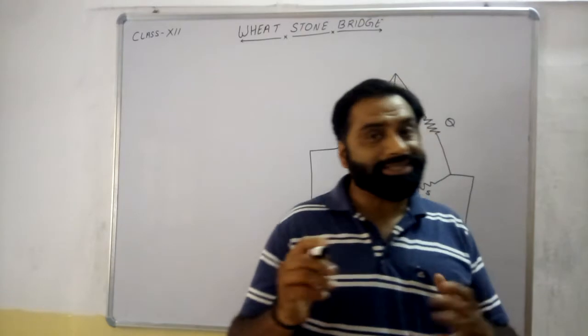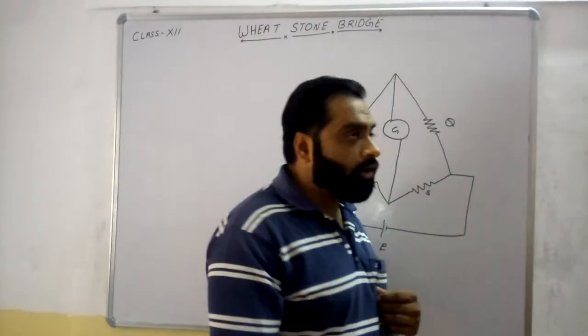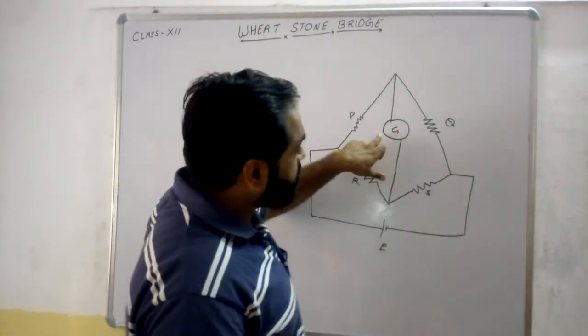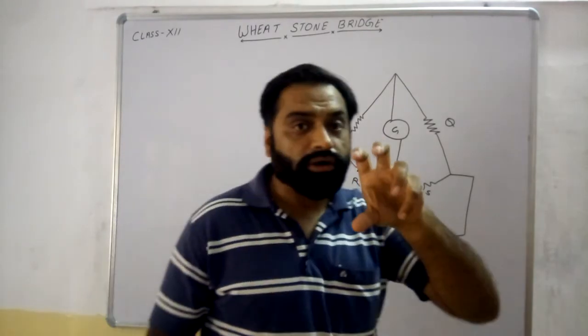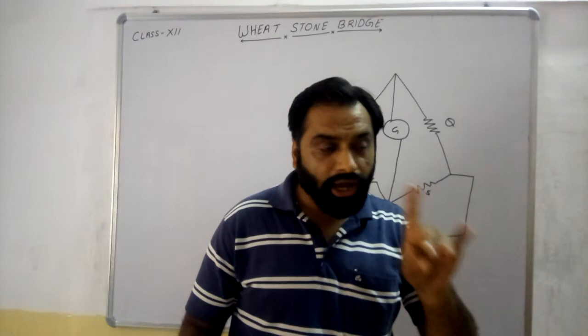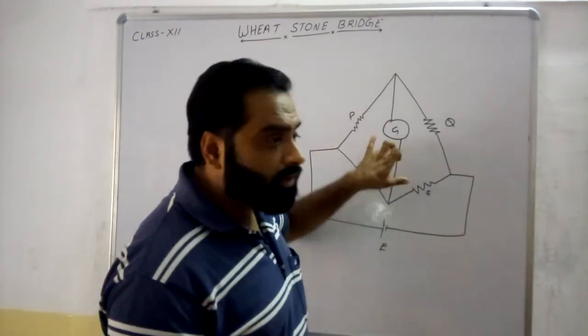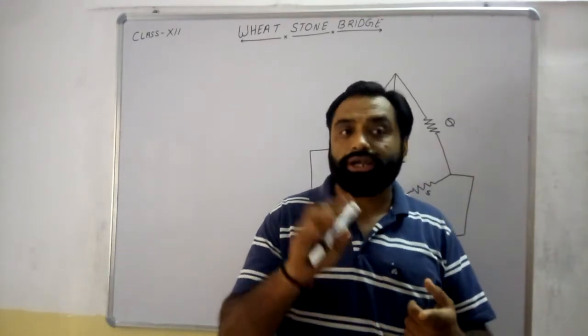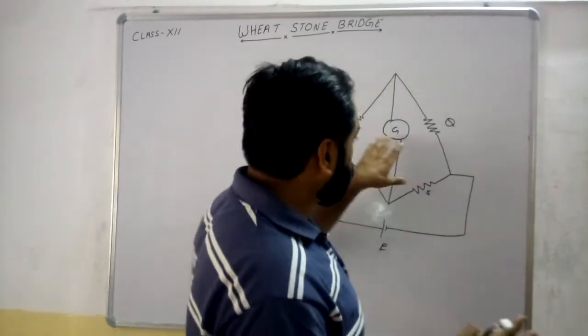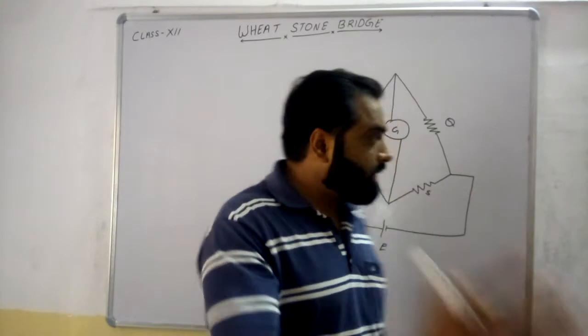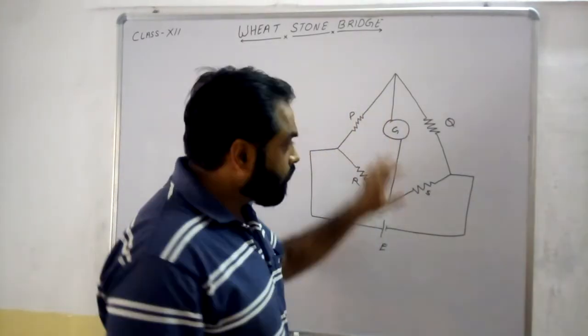Now, first of all, what is a galvanometer? A galvanometer indicates or detects the presence of current, it does not measure. I repeat, this galvanometer only indicates or detects the current. For measurement of current, we use an ammeter, but here we use a galvanometer.